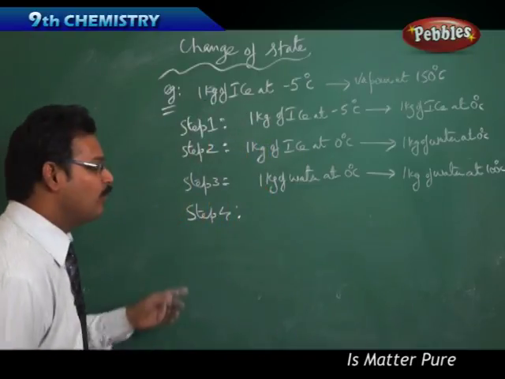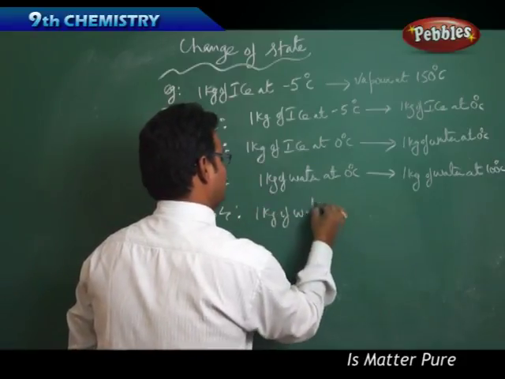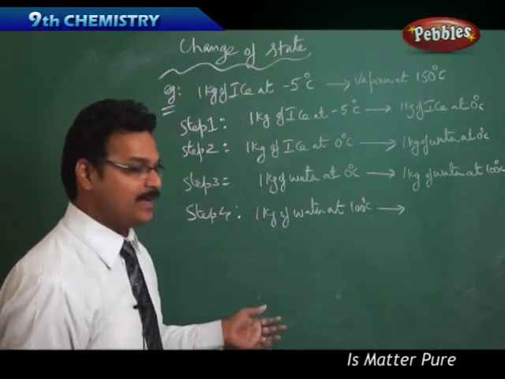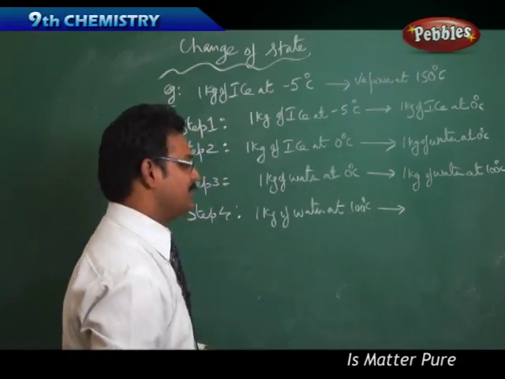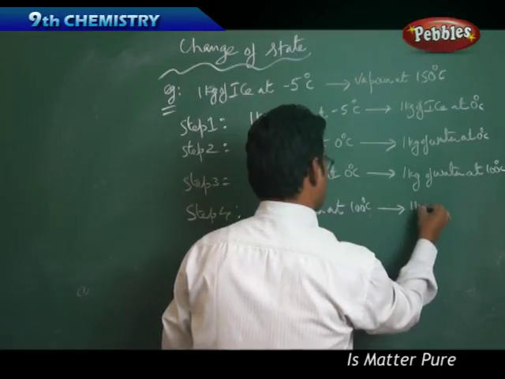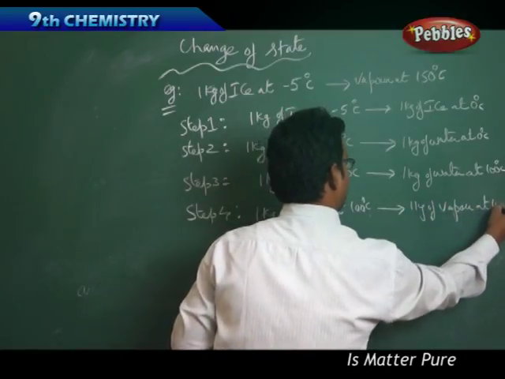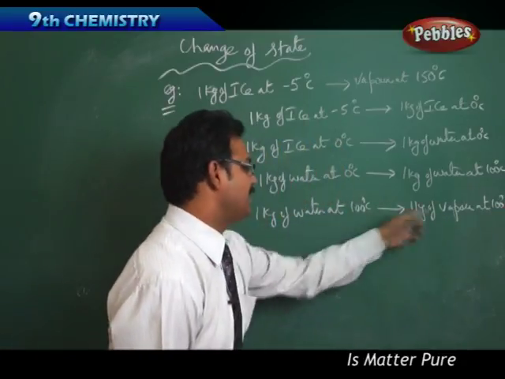Now come back to step 4. Now step 4, 1 kg of water at 100 degrees Celsius. Now what happens? We want to reach vapor at 150 degrees Celsius, no? So 1 kg of water at 100 degrees Celsius reaches 1 kg of vapor at 100 degrees Celsius. Constant temperature, change of state, liquid to gas.